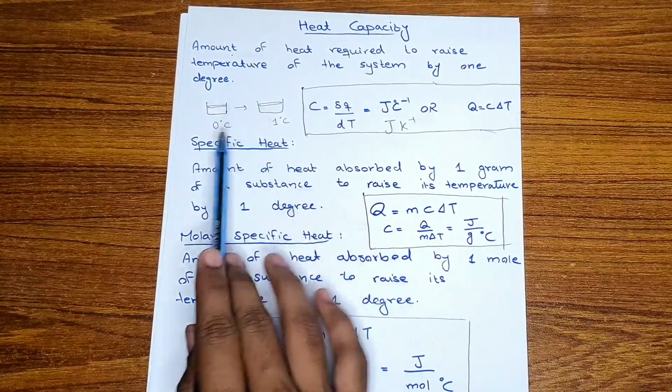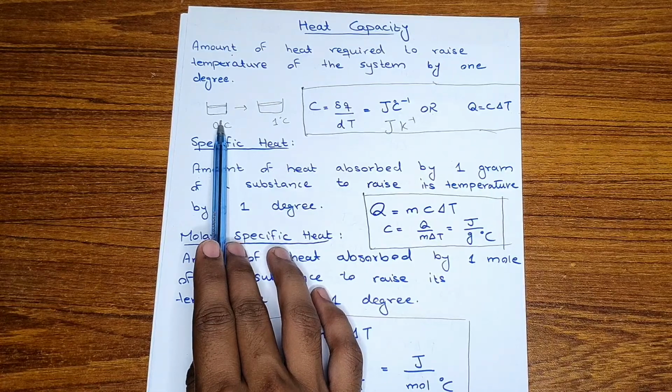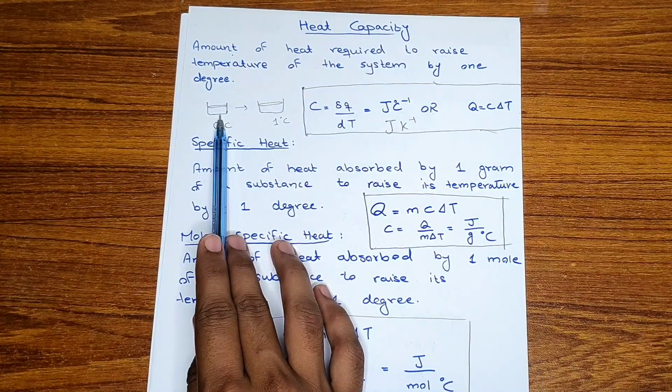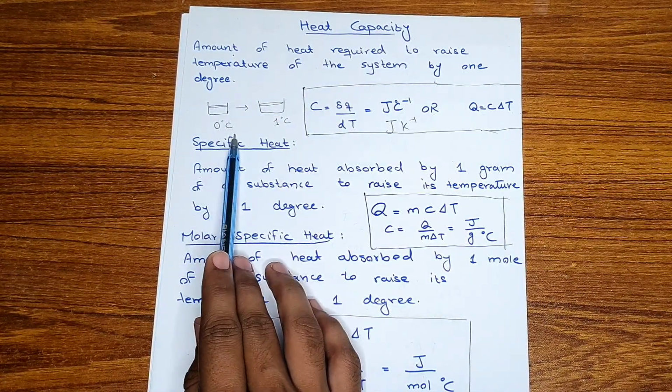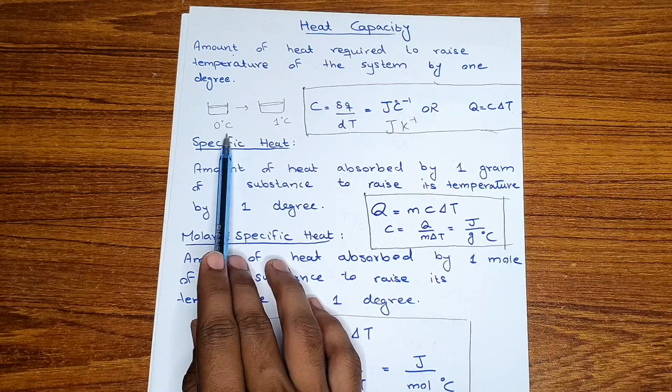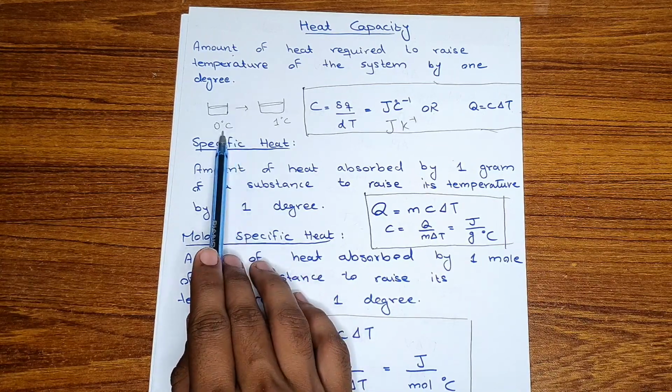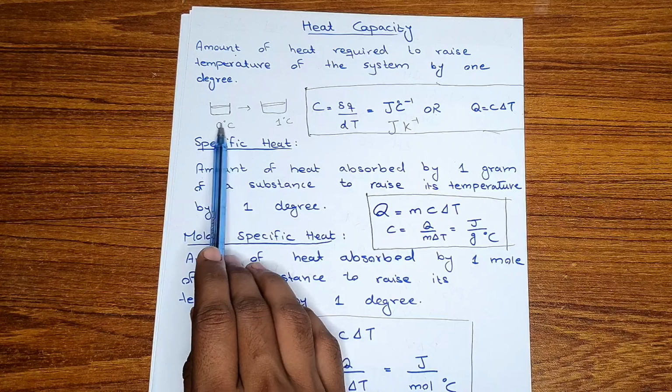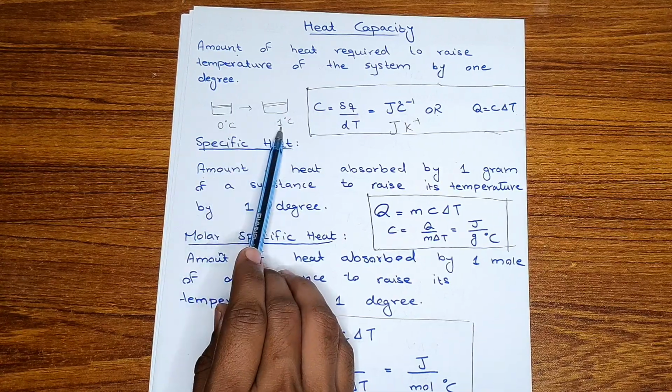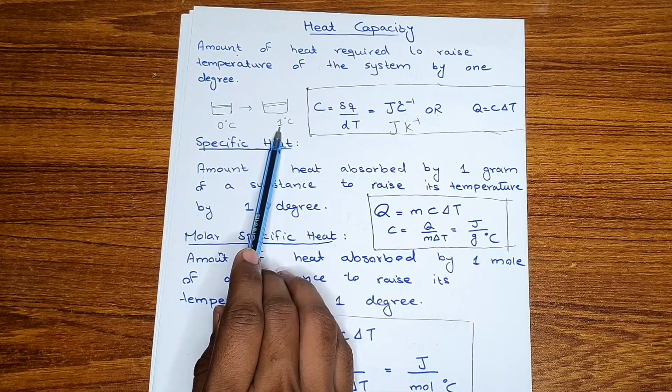Let's just say that I have a beaker and in this beaker water is present, and this water is at 0 degrees Celsius. Now the amount of heat that will be required to raise the temperature of this water by 1 degree C will be called the heat capacity.